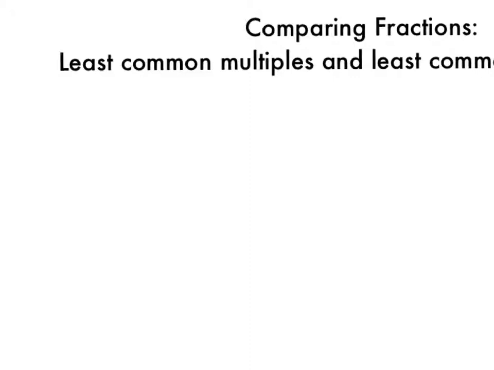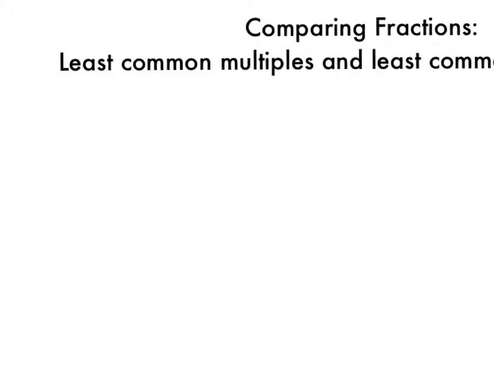Miss Mitchell here. Today we're going to look at comparing fractions again, and we're going to come up with the concept of using least common multiples to find common denominators, which in turn becomes a least common denominator. We find this to be helpful when we have two fractions that we can't use our previous strategies on.